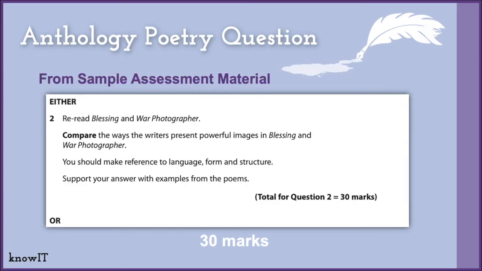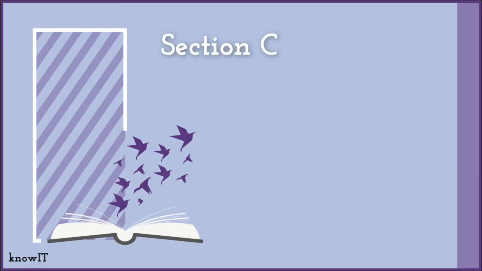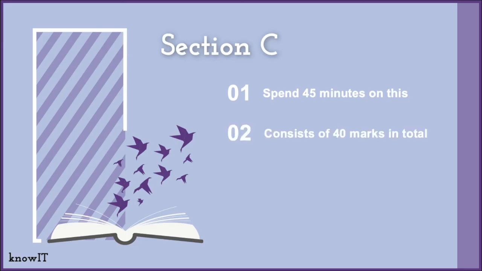Okay, moving on, let's go to section C. First thing, once again, to remember about section C is to spend 45 minutes. This one is the one you have to spend the most time on because you have a longer question to answer, in the sense that you have to answer a question which is based on a novel, which is, of course, longer than poems. Next, this section consists of 40 marks in total. Thirdly, it asks you to answer for one modern prose text.